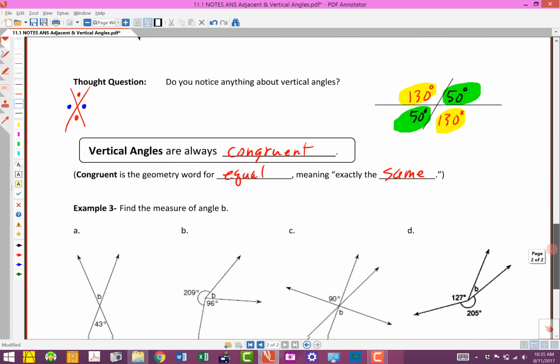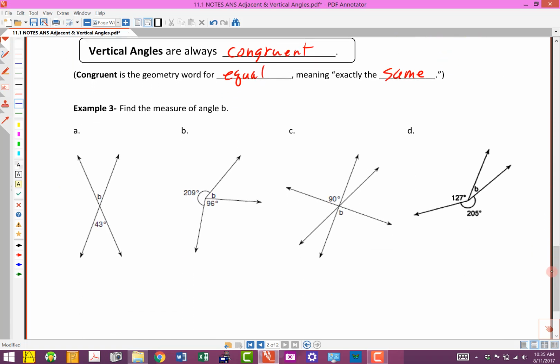So we're going to come down here and use that information about vertical angles in order to figure this stuff out. You'll notice that on each one of these we've got a different diagram and a bunch of stuff going on. This one is probably the simplest, and it says find the measure of angle B. We want to think, what do we know about this? Gosh, they're just two intersecting lines. Those are both vertical angles. Well, that means this one has to be 43 degrees because vertical angles are always congruent.